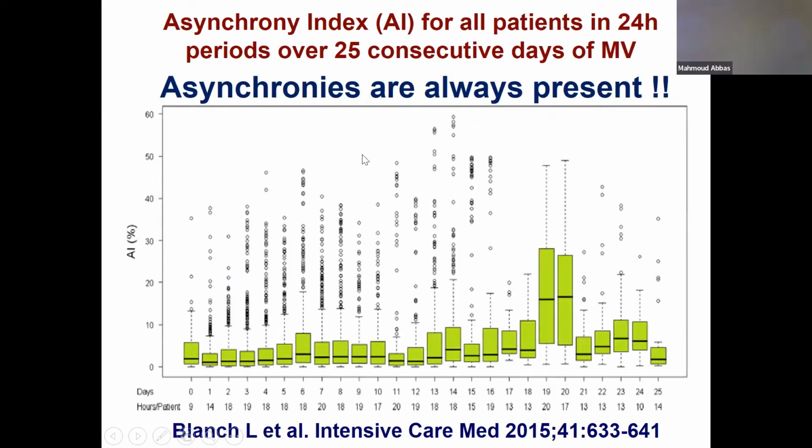So asynchronies in general are always present. When we look at a series of patients and compute all breaths, such as in this investigation here, we find that all patients present asynchronies. The most common are missed triggering, ineffective efforts, and phase asynchrony, short cycling and prolonged cycling, from intubation, in that case, to extubation.